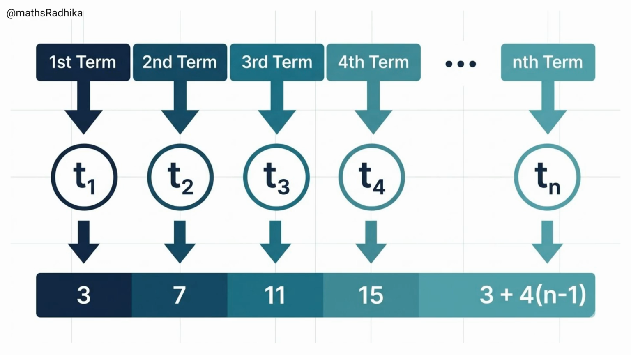A sequence is an ordered list of numbers, where each number is a term of the sequence. It is helpful to have a convenient notation to describe a sequence. We can use T1 to represent the first term of a sequence, T2 to represent the second term, and so on. In this notation, the subscripts match the term numbers.